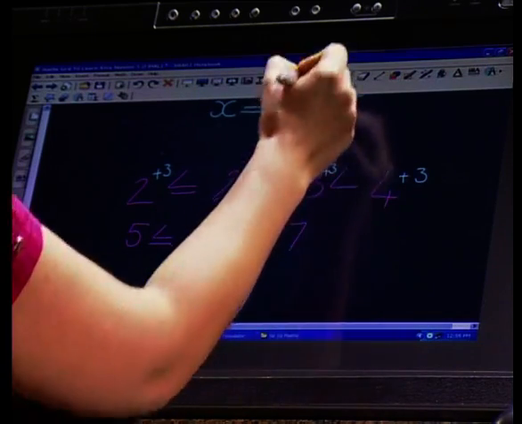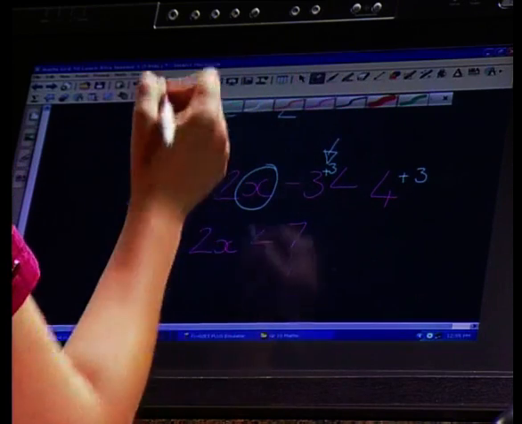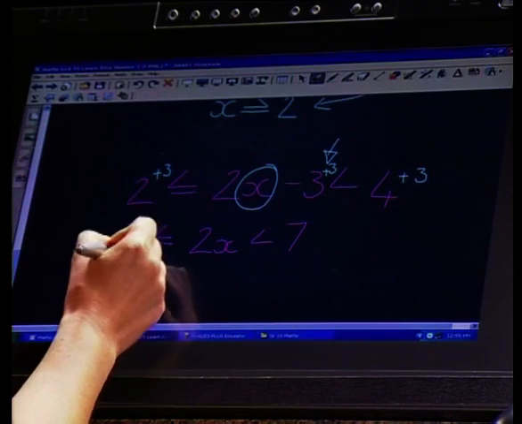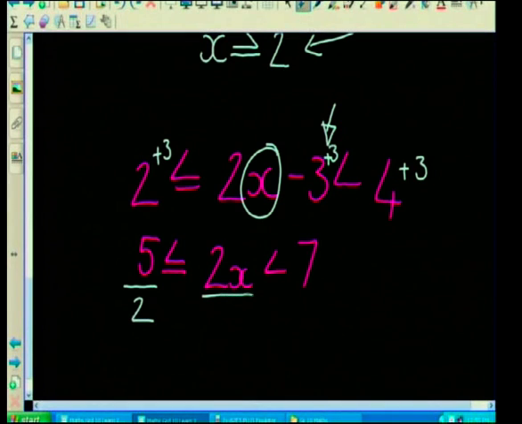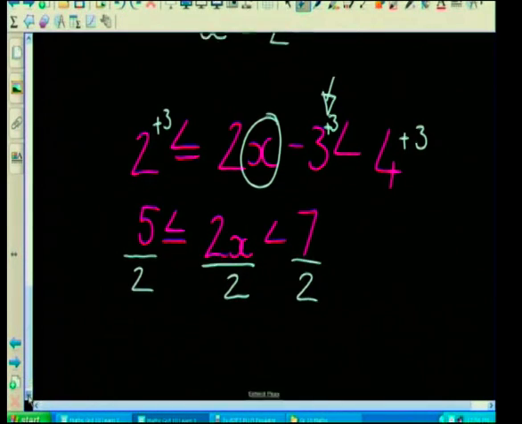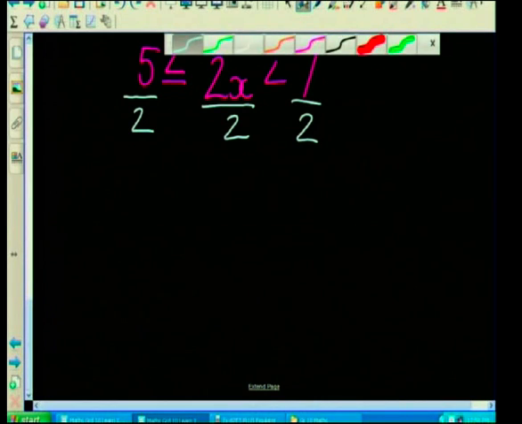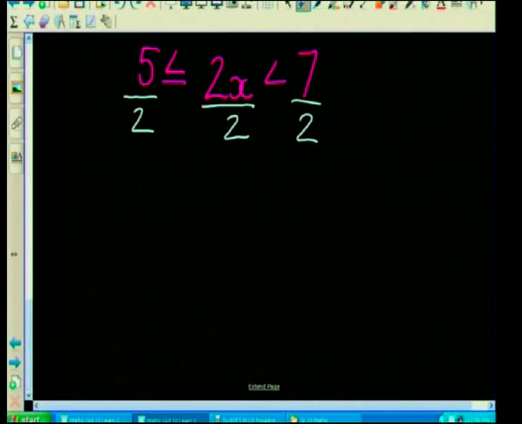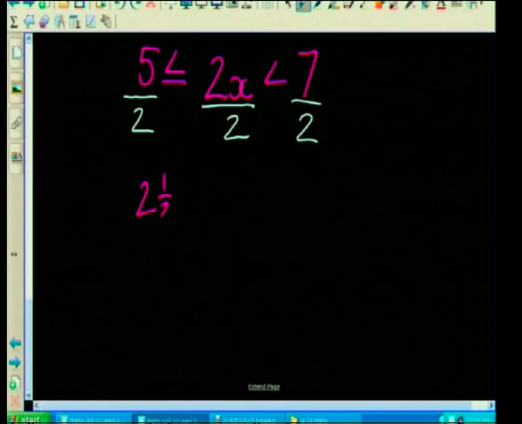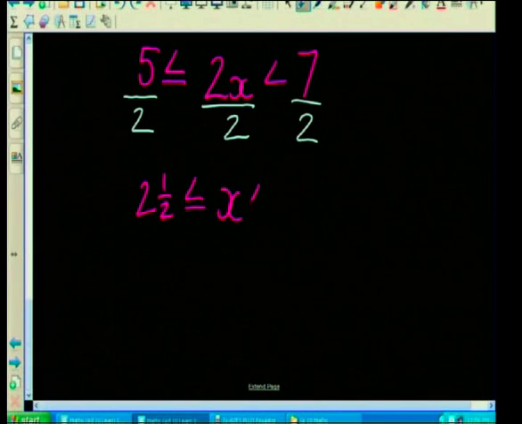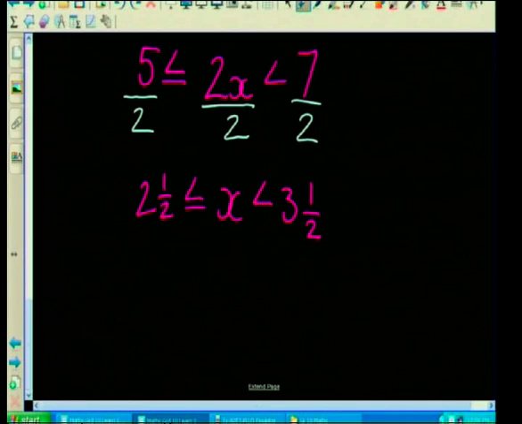How do we get rid of the 2 now? Well, the 2 is multiplying the x, so that means we divide all the sides by 2, and we're now left with 2.5 is less than or equal to x, which is less than or equal to 3.5. Oh, sorry, which is just less than 3.5.